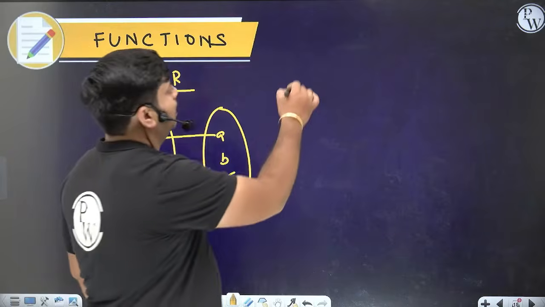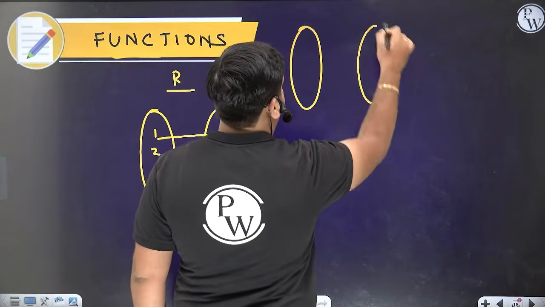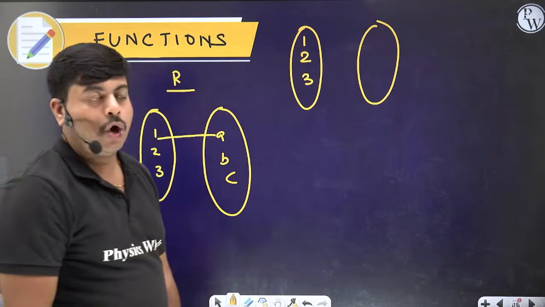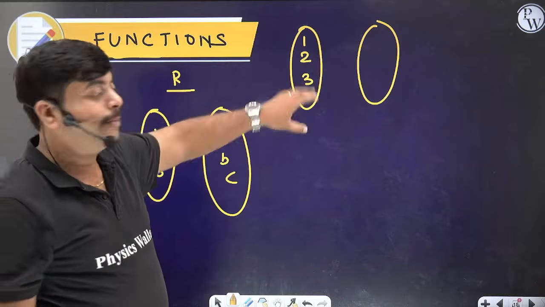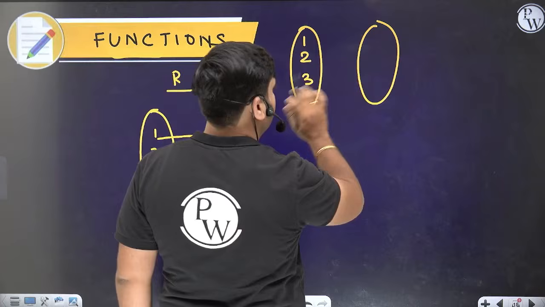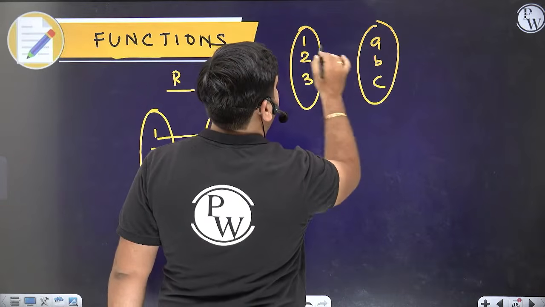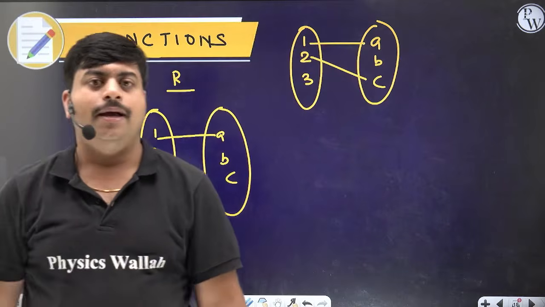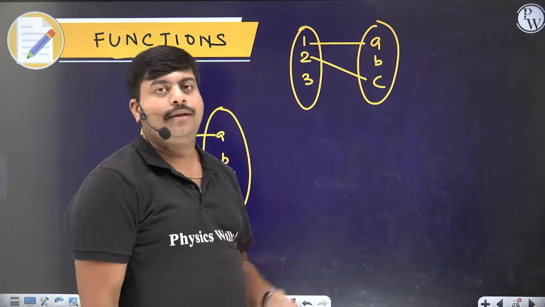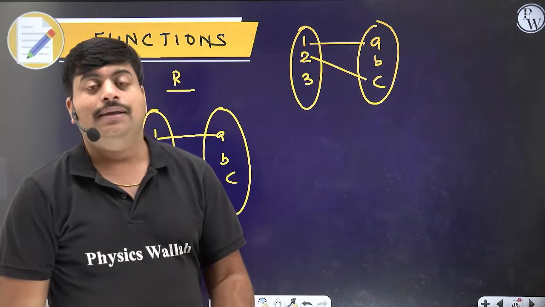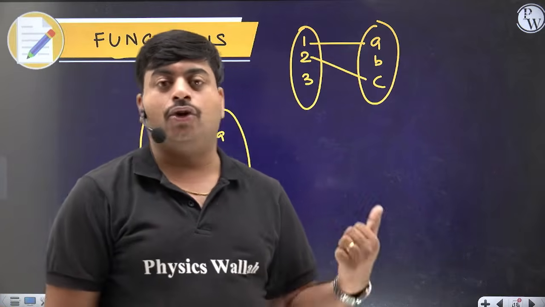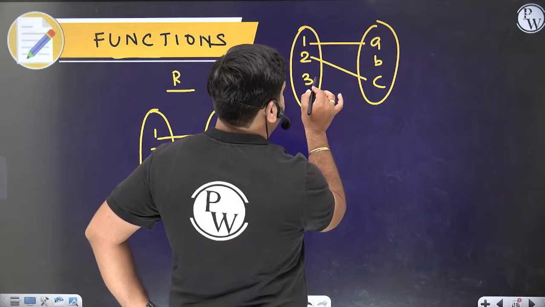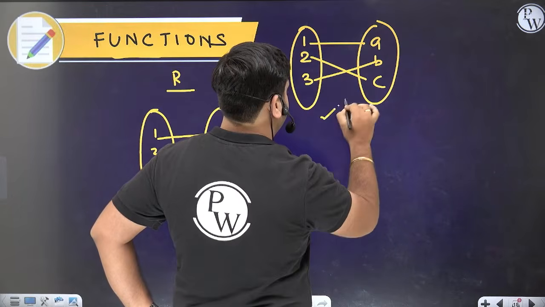In a function, all the elements in the domain should be mapped. All the elements in 1 to 3 should be mapped. For 1, 2, and 3, we should have mappings. Okay, A, B, C. For 1, A, 2, C. 3 is left like that. Is it a function? No. Because it is there in the domain, we should have some mapping for that. Then only we can say that it is a function, or else it is not. Okay. And now, let's say 3 is connected to B. Yes, it is a function.